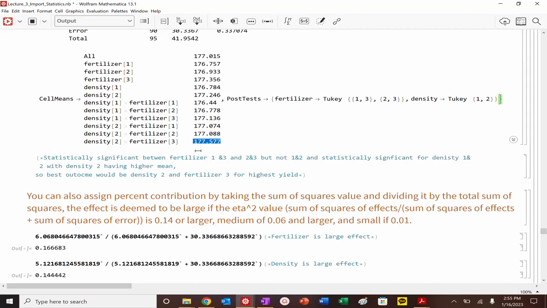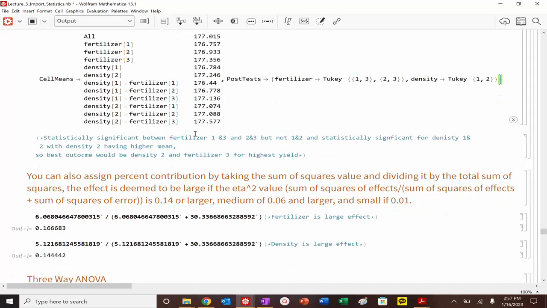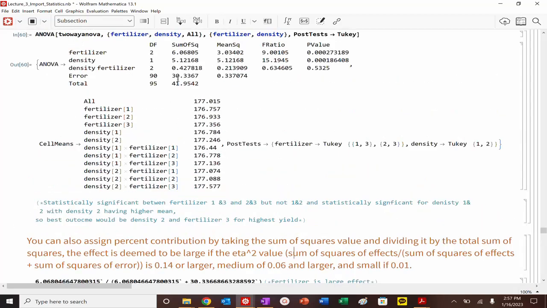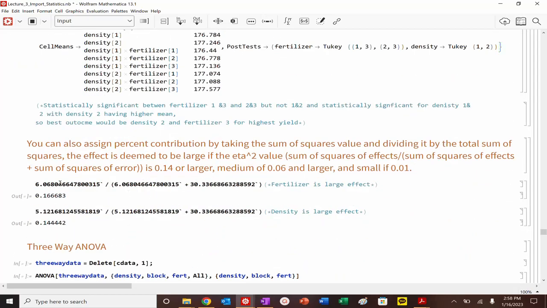Now, how do we know what has the largest effect? Well, we can actually see which of these effects is larger or significant by looking at the sum of squares value and calculating an eta squared value. Our eta squared value is going to be the sum of squares of the effect, so the sum of squares of fertilizer and density respectively, divided by the sum of squares of the effect plus the sum of squares of error. So we're going to take this plus this divided by this plus this. So it's basically this fraction.